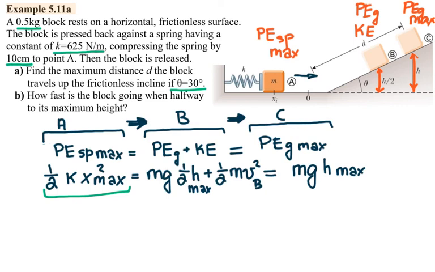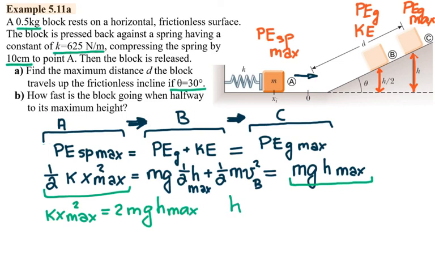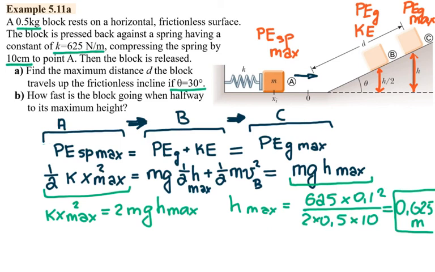Let's do the maximum height. So the mass is given, I can find this height over here. So I'm going to say k x max squared is equal to, I'm going to multiply both sides of the green parts by 2, and I have 2 mg h max. So from here, I can find the maximum height. That is equal to 0.625 meters.